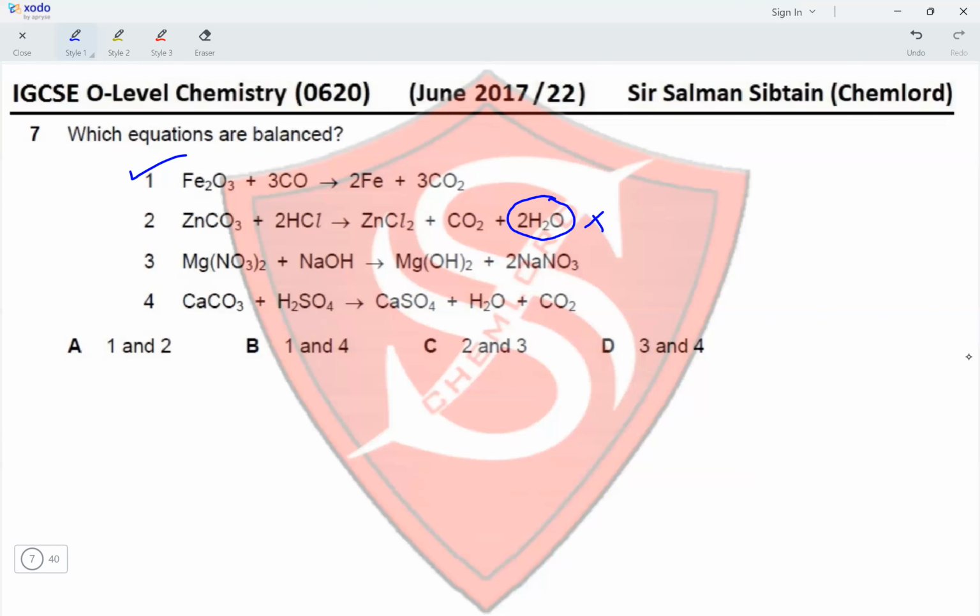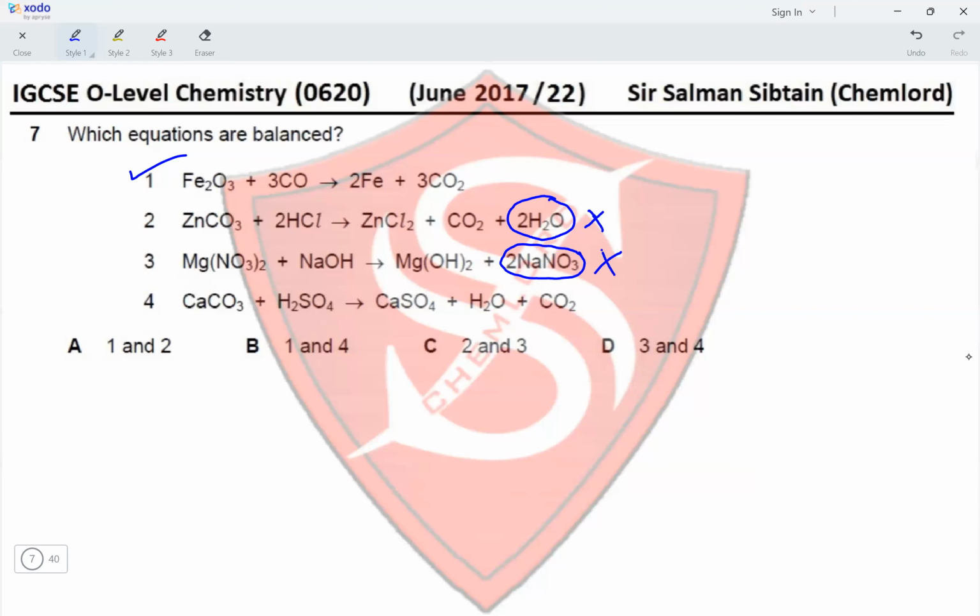Next, magnesium nitrate plus NaOH. So 1 Mg on the left, 1 Mg on the right, 1 Na on the left, 2 Na on the right. So because of the additional sodium, this equation becomes incorrect.